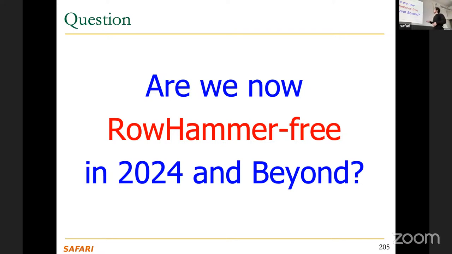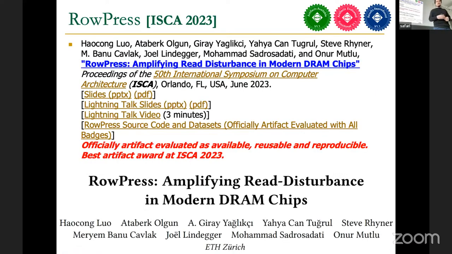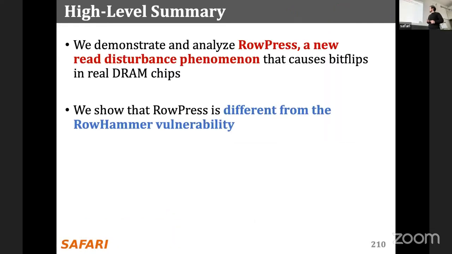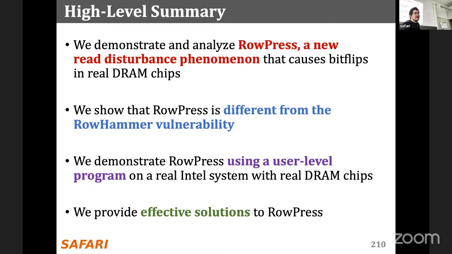So the question is, are we now RowHammer free in 2024 and beyond? I think it's quite clear that we're not. But just to make things worse, we also have a new read disturbance phenomenon that we have characterized in real DDR4 chips, called RowPress. It's amplifying read disturbance in modern DRAM chips. So I'll talk about RowPress very quickly. It was published in ISCA 2023. A high-level summary is there is a new read disturbance phenomenon that causes bit flips in real DDR4 chips. And it's different from the RowHammer vulnerability, and we show this via experiments. And we demonstrate RowPress also using a user-level program on a real Intel system. And we provide some effective solutions to RowPress.